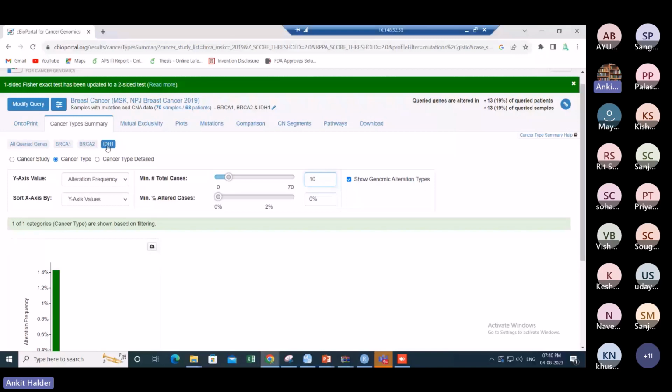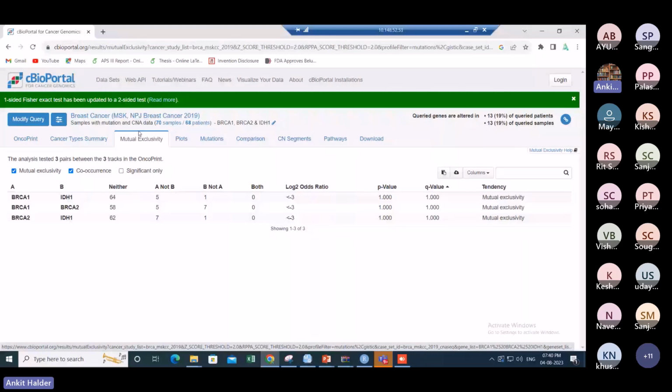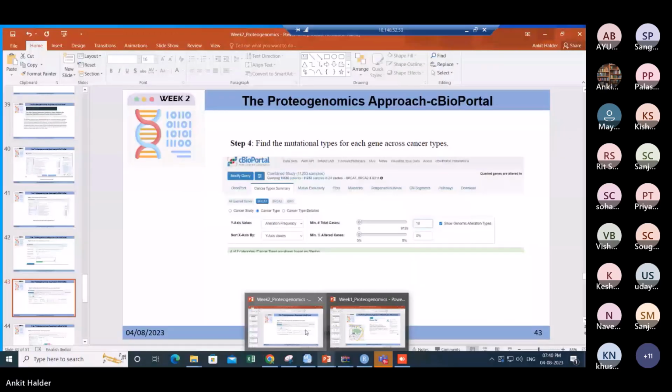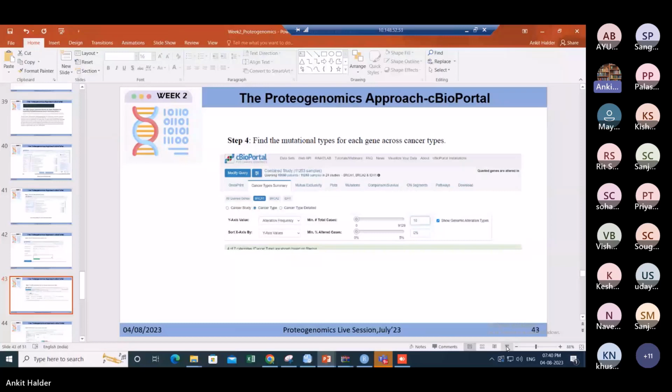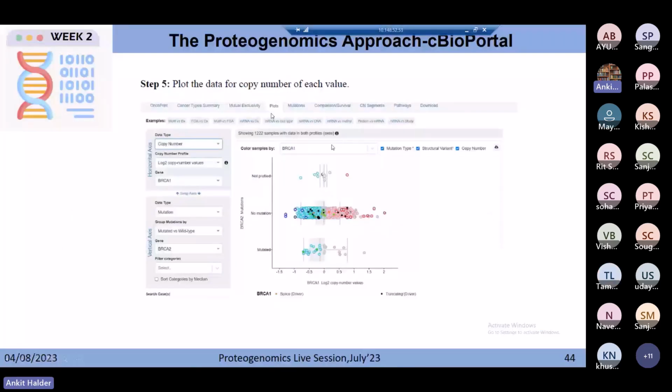So I would recommend you all to go and explore it, and try to play with the different parameters, different genes and different studies. You could get an idea of how these particular genes work, and from the TCGA data you can visualize certain diseases. You can also plot the copy number values for BRCA1, how many are mutated and not mutated, so you can visualize the data sets very well.